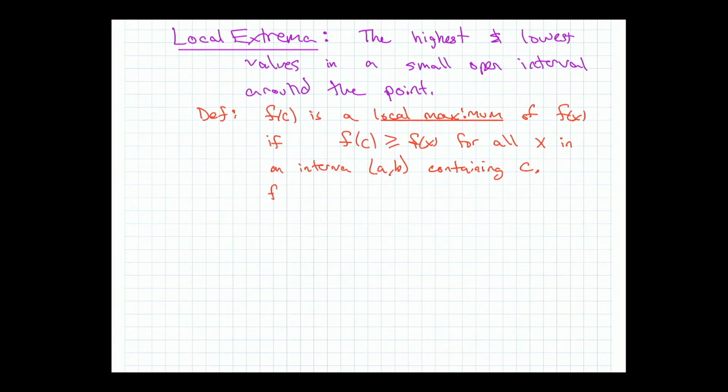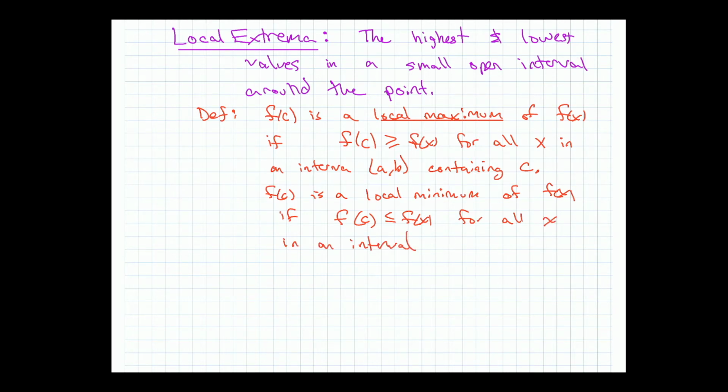There's an equivalent definition for local minimum. So f of c is a local minimum of f of x if f of c is less than or equal to f of x for all x in an interval a to b containing c. Now again, I know that those definitions are not necessarily the most obvious of what's going on. So I'll draw a picture and then it'll make perfect sense, I promise.